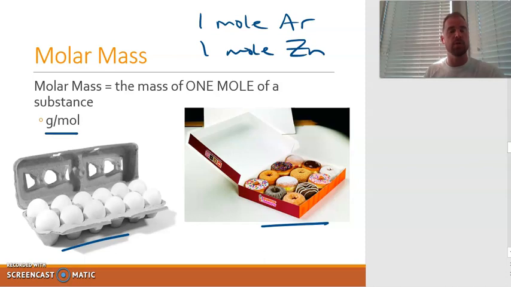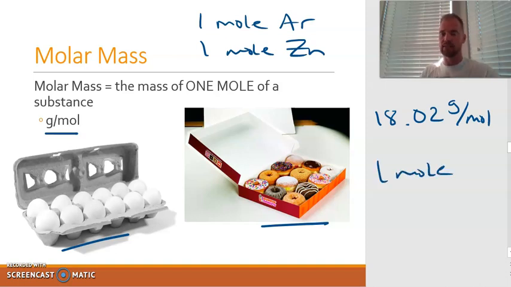Notice, though, the units we use for molar mass, and it's grams per mole. So if I said something had a molar mass of 18.02 grams per mole, that means 1 mole of that substance would have a mass of 18.02 grams. I could go to the balance in the lab and measure out 18.02 grams, and I would know that I had 1 mole of that particular substance.